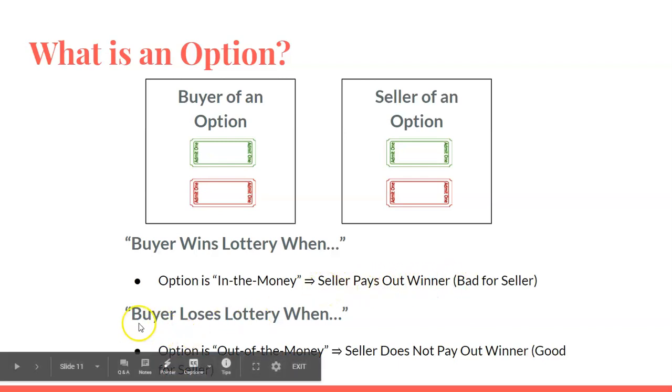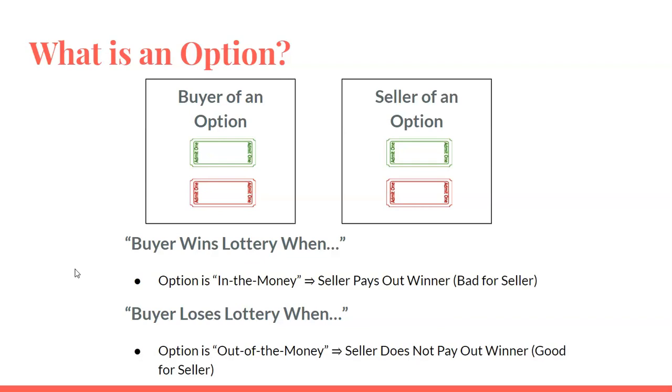Okay, and so when we talk about the buyer losing the lottery, then we say this is a case in the options world where the option is out of the money. The seller does not pay out the winner in this case, and that's good for the seller. So in terms of the lottery ticket, the convenience store guy is happy when the lottery ticket player does not win the lottery, and that would be out of the money for the lottery ticket player in terms of options speak. Okay, let's move on.